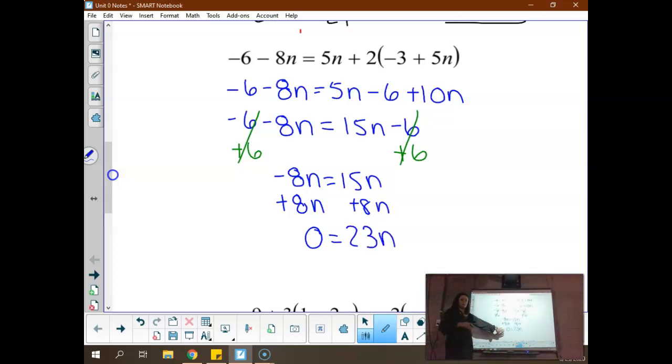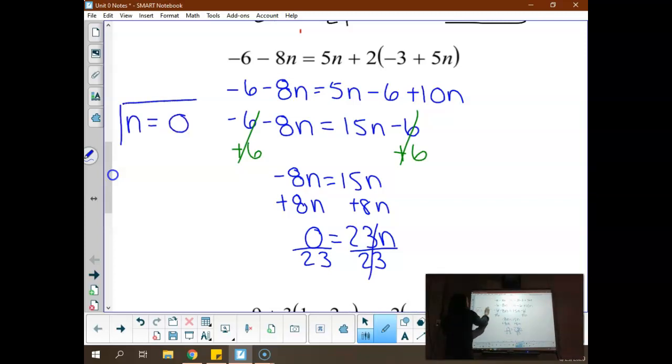That looks a little funky, doesn't it? However, if you divide both sides by 23, 0 divided by 23 is still 0. You can give nothing to 23 people. You can give nothing to as many people as you want. The problem becomes when you're dividing by a 0. So in this problem, n equals 0. I am done. We are okay. We're going to keep going.